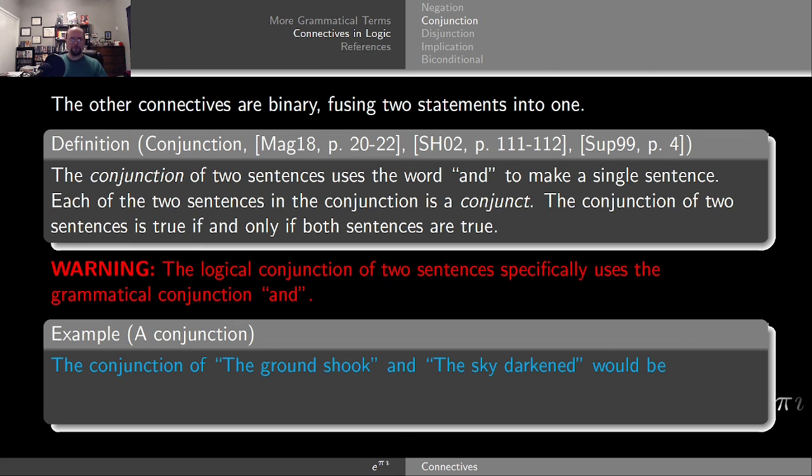So for an example, the conjunction of the ground shook and the other statement is the sky darkened. If I want to conjoin these two, I would get the ground shook and the sky darkened. Literally just take the two statements and put and in between them.